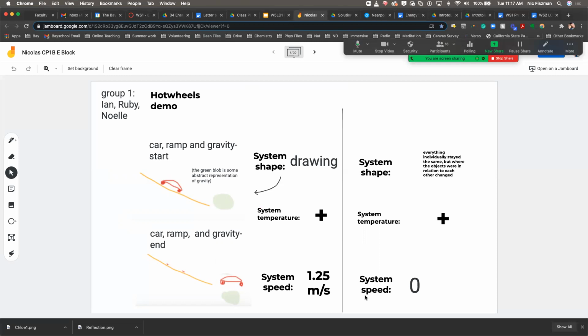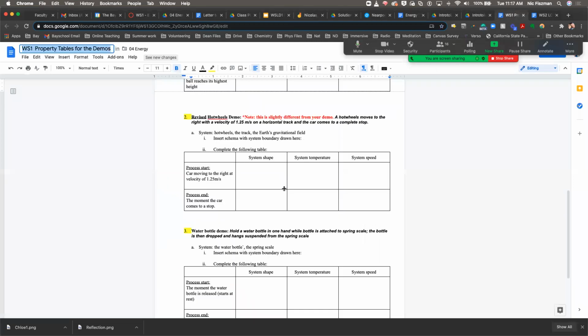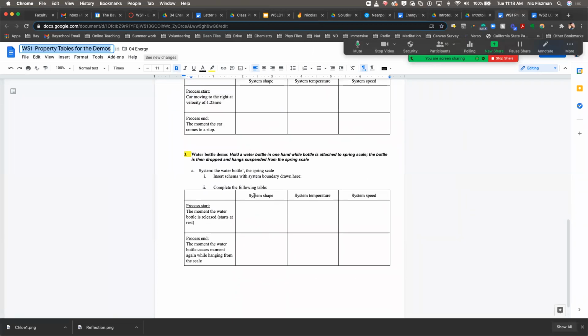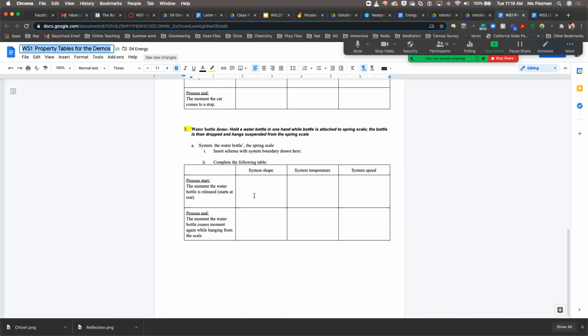I'm trying to think, is there a problem in there? Like the water bottle, which nobody chose. If we wanted to do the water bottle, the shape change could be that at the beginning, the spring is just like this, at rest. And then when we hang the water bottle, the spring is loaded, or stretched. So that would be a shape change. And at the end, the water bottle is closer to the Earth, for example. Okay, cool.